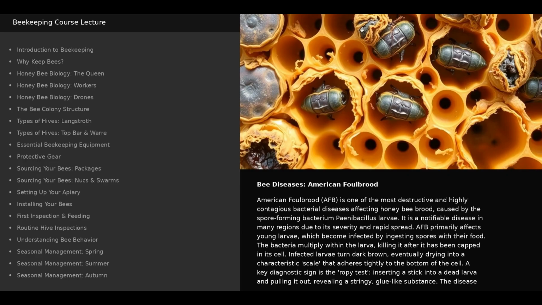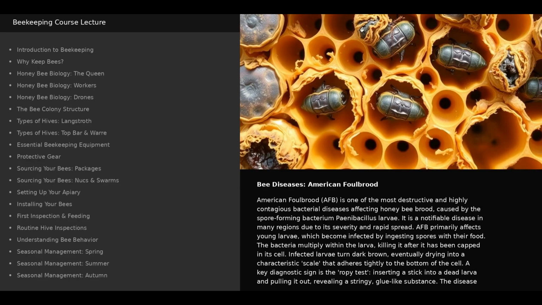AFB primarily affects young larvae, which become infected by ingesting spores with their food. The bacteria multiply within the larva, killing it after it has been capped in its cell. Infected larvae turn dark brown, eventually drying into a characteristic scale that adheres tightly to the bottom of the cell.